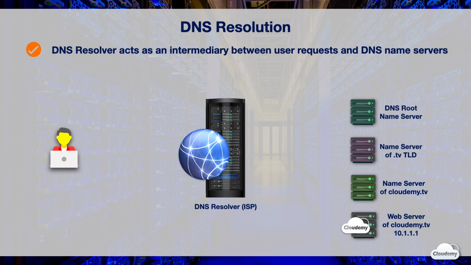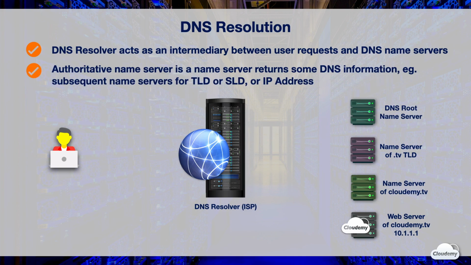A DNS resolver is known as a recursive name server, because it sends requests to a sequence of authoritative DNS name servers until it gets the IP address. An authoritative name server is a name server that returns some DNS information to the DNS resolver. This information can be the subsequent name servers for a specific top-level or second-level domain, or the IP address.